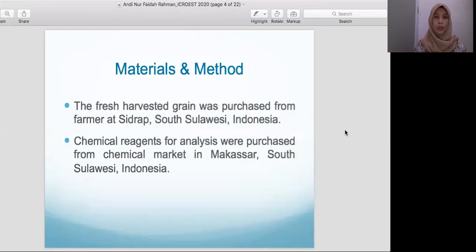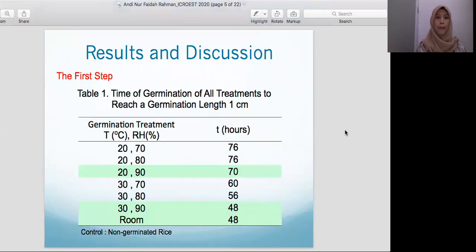Materials and method. The freshly harvested grain was purchased from a farmer in South Sulawesi, Indonesia. Chemical reagents for analysis were purchased from a chemical market in Makassar, South Sulawesi, Indonesia.